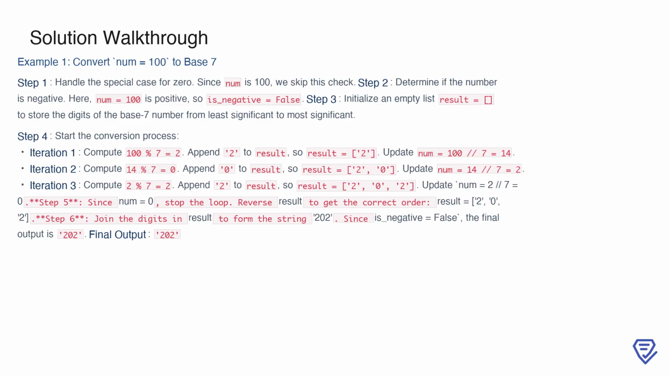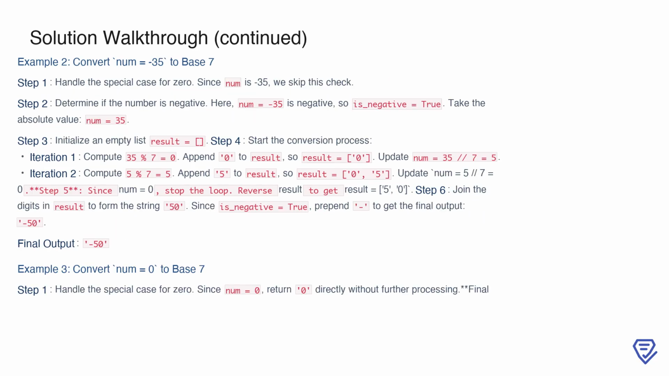At this point, we reverse the result list to get the correct order, which remains 2, 0, 2. Finally, we join these digits into the string 202. Since is_negative is false, the output remains 202. Therefore, the base 7 representation of 100 is 202.